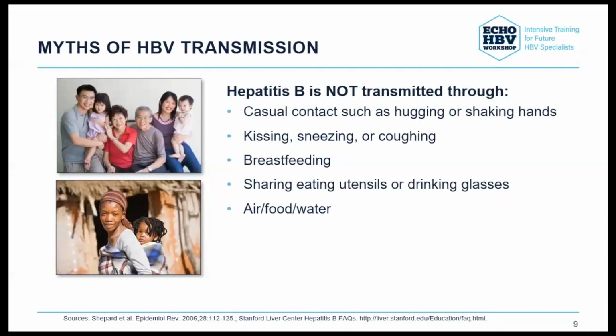They worry about some of the transmission modes here, which are actually not true. For example, can people get hepatitis B when they get kissed by an individual who has hepatitis B, or through sneezing, coughing, or even breastfeeding? If the mother has hepatitis B, it is not a concern for breast milk feeding, because the virus concentration in the breast milk is very low.